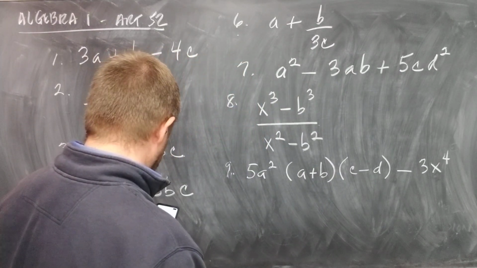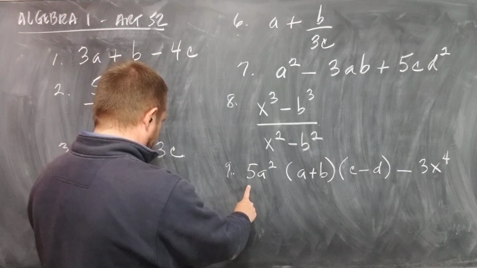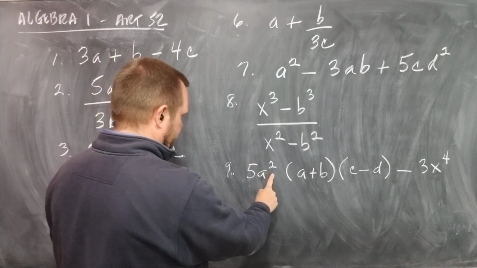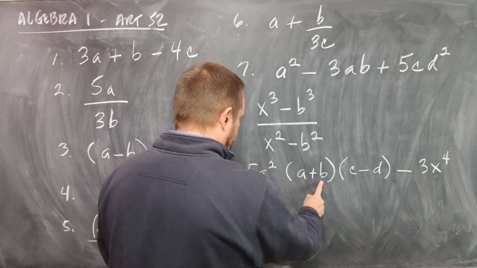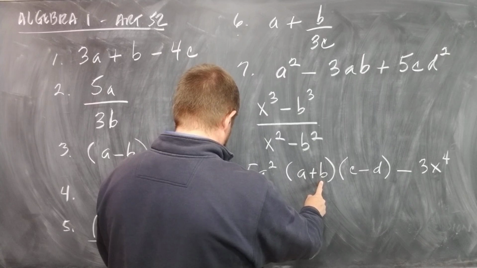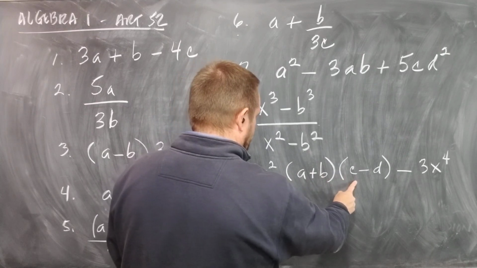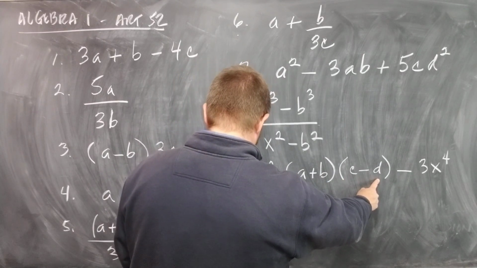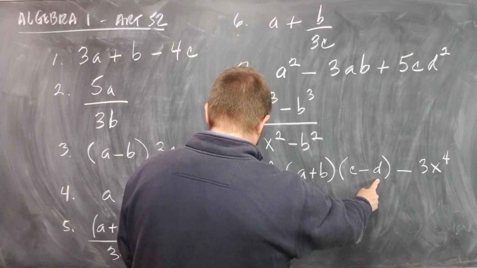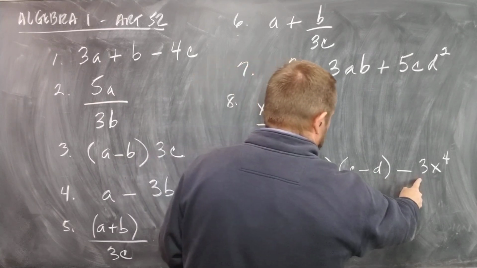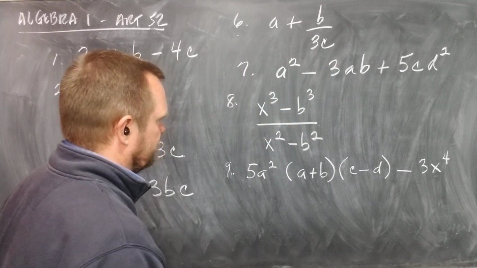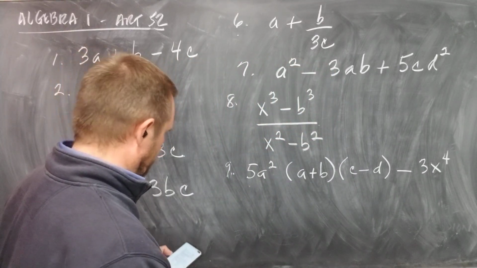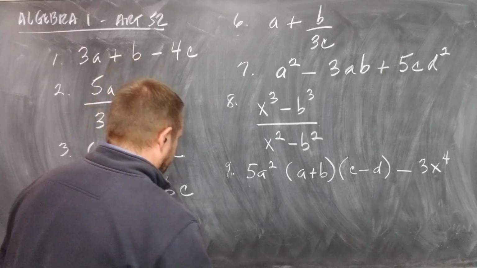Let's check that. Number 9. 5a squared, comma, into a plus b, comma, into c minus d, comma, minus 3 times x to the 4th power. That's correct. Number 9.